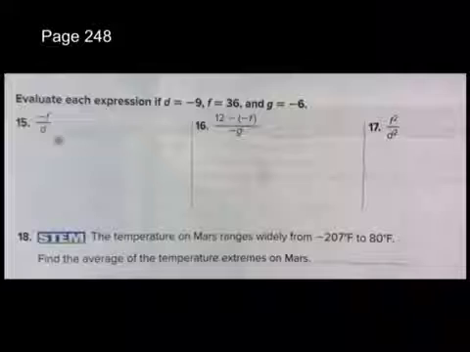On page 248, you have 4 questions. Sometimes we miss this because we don't turn the page.